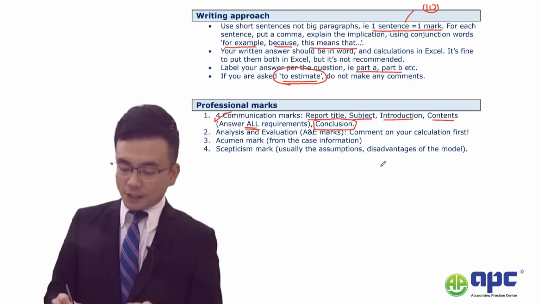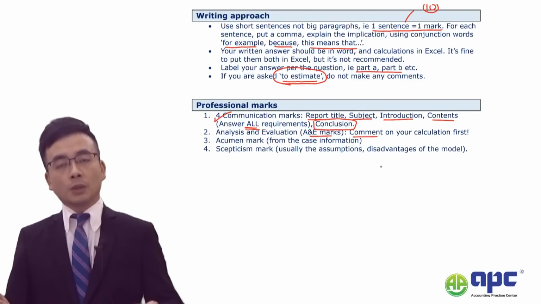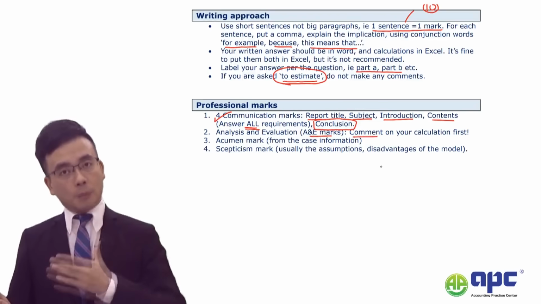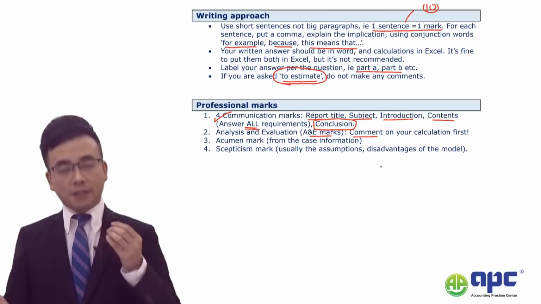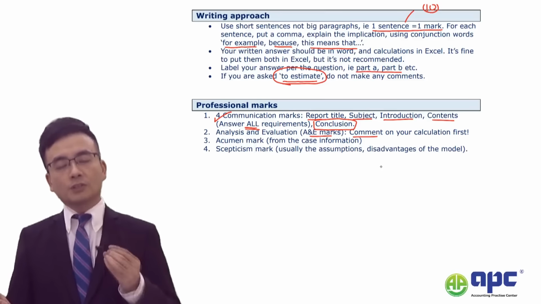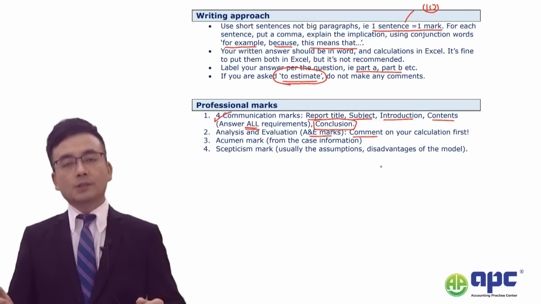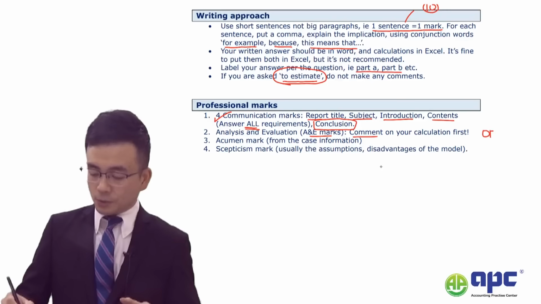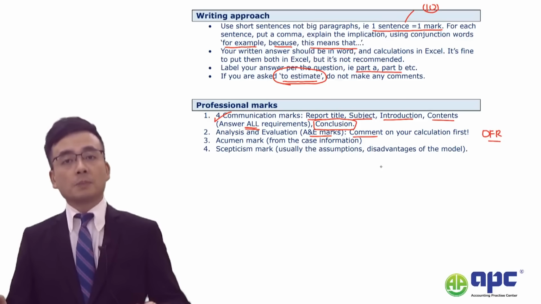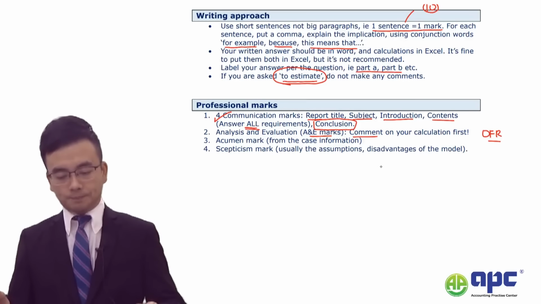And for the analysis evaluation marks, so always comment on your calculations first. Okay, so when you finish the calculation in part A, when you come to part B, first is to comment on what you've calculated in part A. If you haven't calculated anything in part A, just assume a figure in part B and comment on that. Because the marking rule has got something called the OFR rule, which means the own figure rule. So this means that you will be punished for the mistake once, but you will not be punished twice.